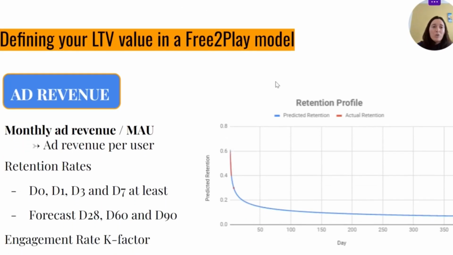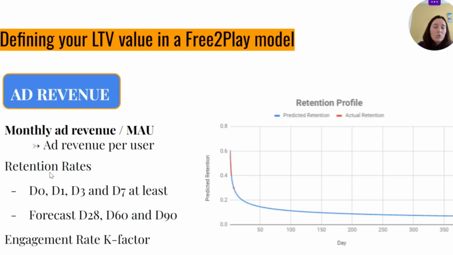To define ad revenue, we need to calculate first the ad revenue per user. This is only the monthly ad revenue we allocate from advertising efforts divided by the active users on a monthly basis, the MAU metric. This way we will calculate the ad revenue per user. Easy, right? Then we need to take into account that we have a different retention profile depending on the time frame of the user. To calculate the lifetime value of the user, we need to take this into account.